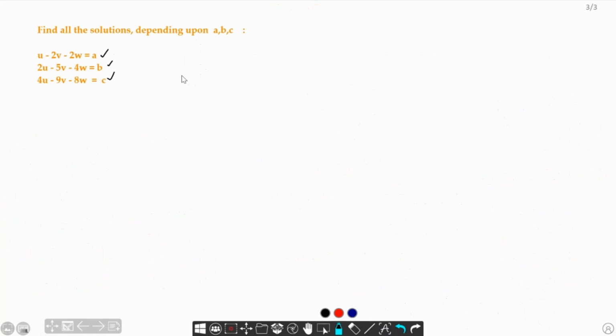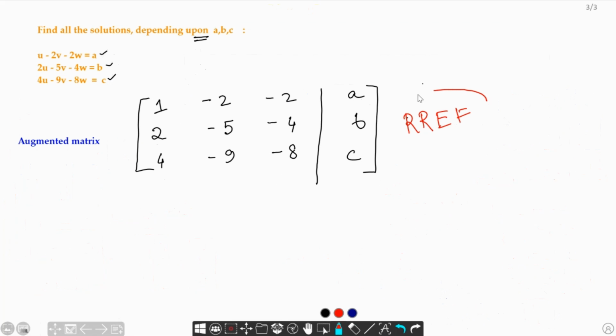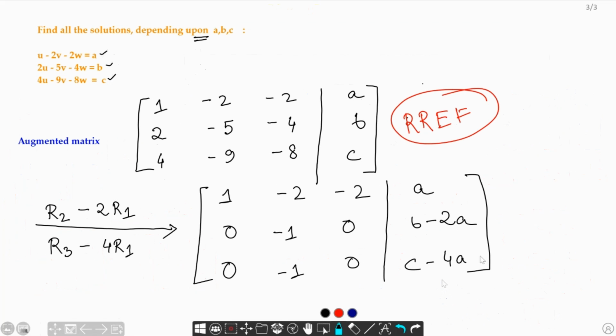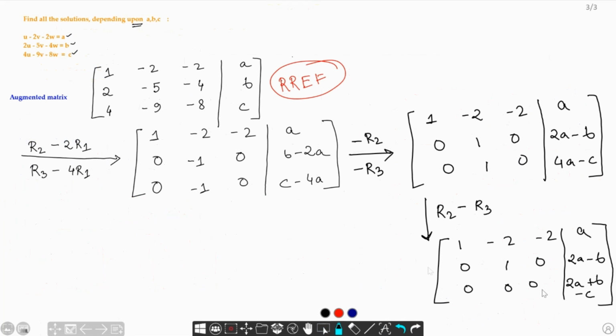So let's start by solving this system, assuming a, b and c as numbers for the time being, okay? So we write the matrix of the system, the augmented matrix, which is clearly in this form, yeah? And now we are going to do row operations. So what we want to do is get the RREF by following row operations, right? So we obtain this after some steps.